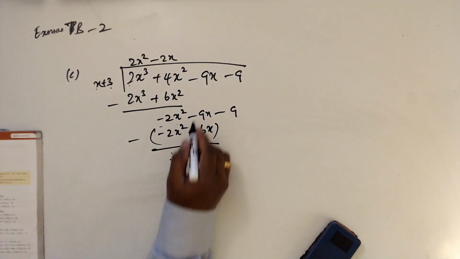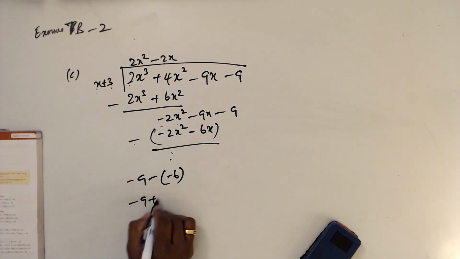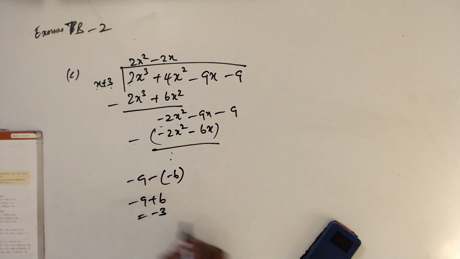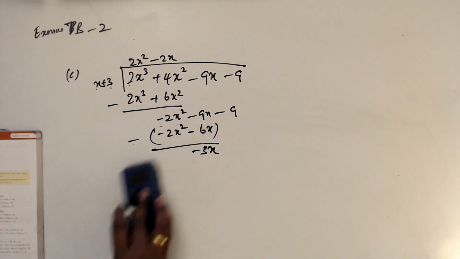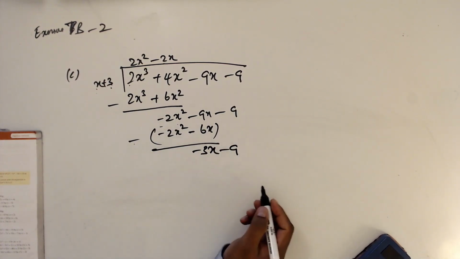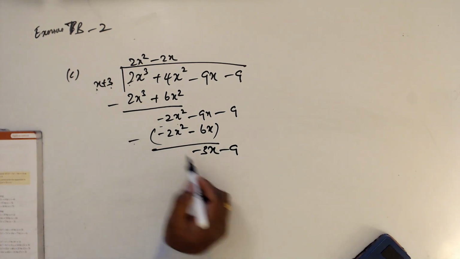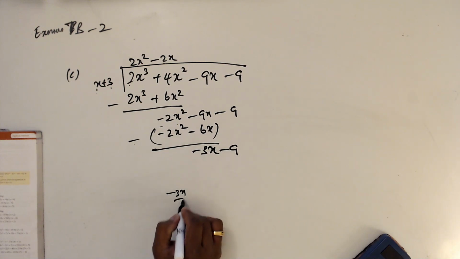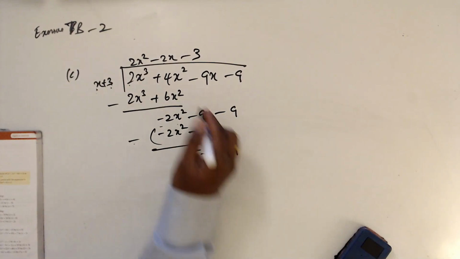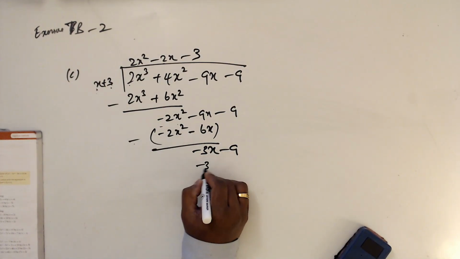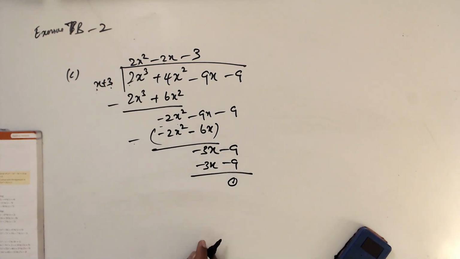So this value is going to be 0. Then this is minus 9. Then this is minus 6. So minus 9 plus 6, which is going to be minus 3. So minus 3x, and bring this one down, minus 9. Now how many x goes to minus 3x? Minus 3x divided by x, which is minus 3. Now multiply back. Minus 3 times x, minus 3x. Minus 3 times 3, minus 9, which is 0.